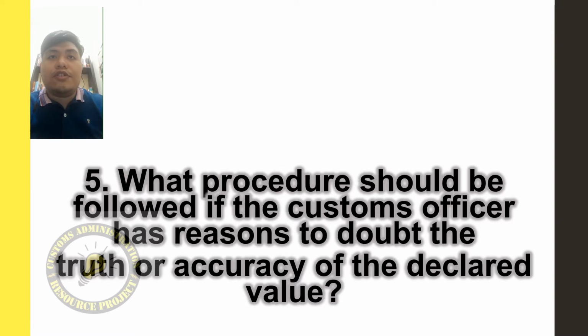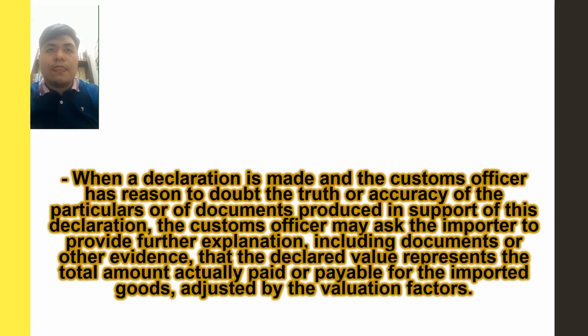What procedure should be followed if the customs officer has reasons to doubt the truth or accuracy of the declared value? When a declaration is made and the customs officer has reason to doubt the truth or accuracy of the particulars or of the documents produced in support of this declaration, the customs officer may ask the importer to provide further explanation, including documents or other evidence that the declared value represents the total amount actually paid or payable for the imported goods, adjusted by the valuation factors.